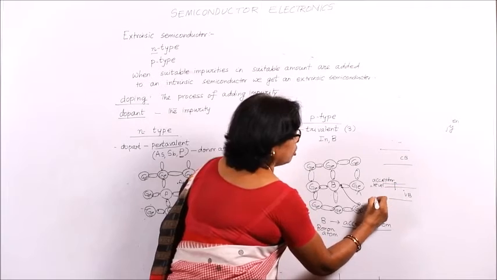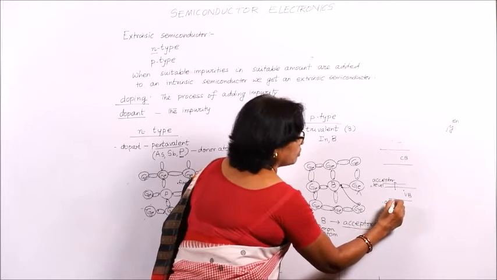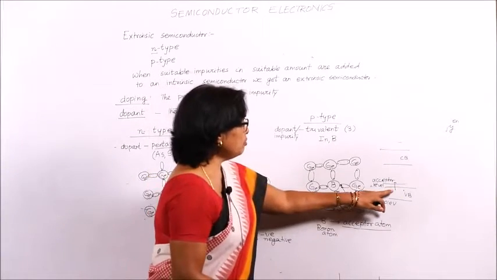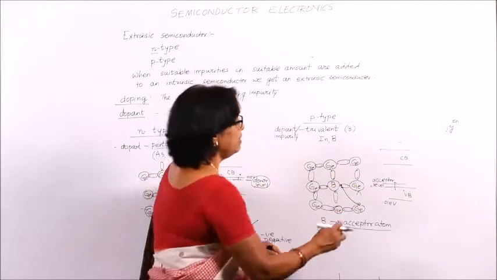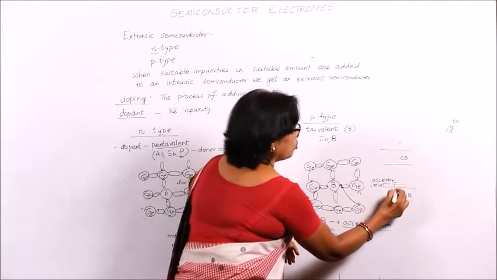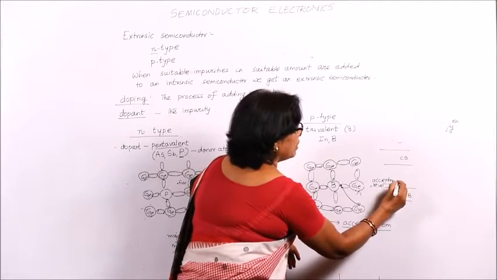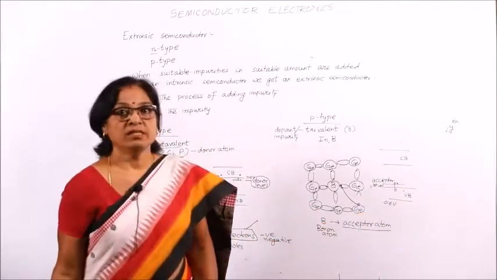Now this difference is also 0.01 electron volt. So from the valence band, an electron can go to the acceptor energy level, and hence there will be a hole. So the electron will appear here, and in the valence band there is a hole.